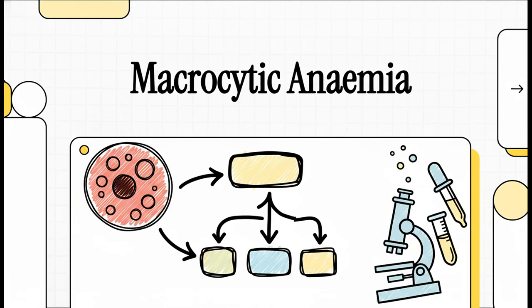So you get a full blood count back, you look at the results, and bam, a high MCV. It can open up this huge, kind of daunting range of possibilities. In the next few minutes, we're going to build a really simple but powerful framework to help you tackle macrocytic anemia with a lot more confidence. Let's get right into it.